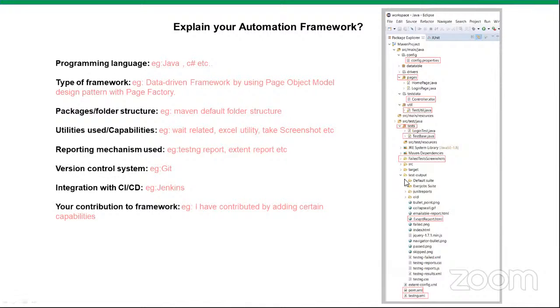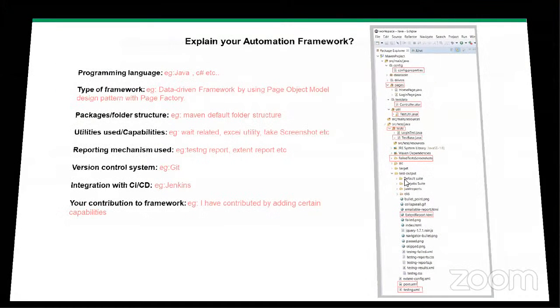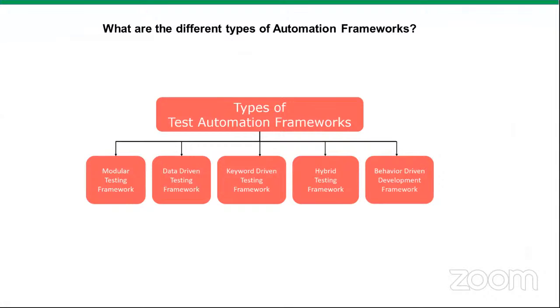Okay, so hope you got an idea about how to explain the framework in your interviews. Now, moving on to the next question, what are the different types of automation frameworks? There are many classifications available. The very basic classification that you can provide is based on the type of design.